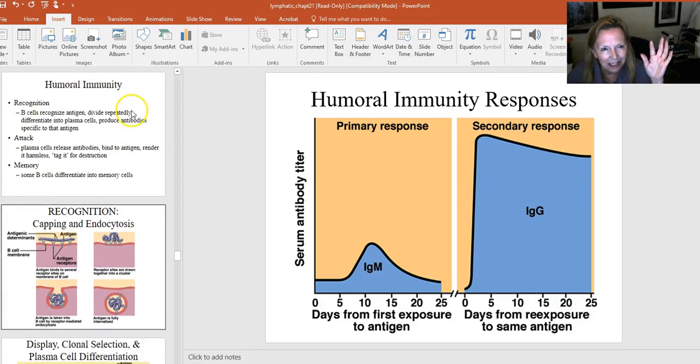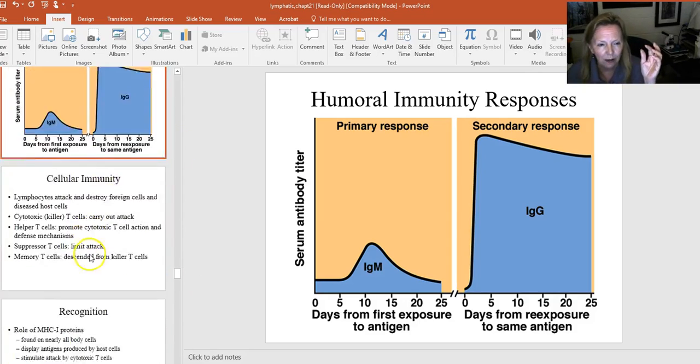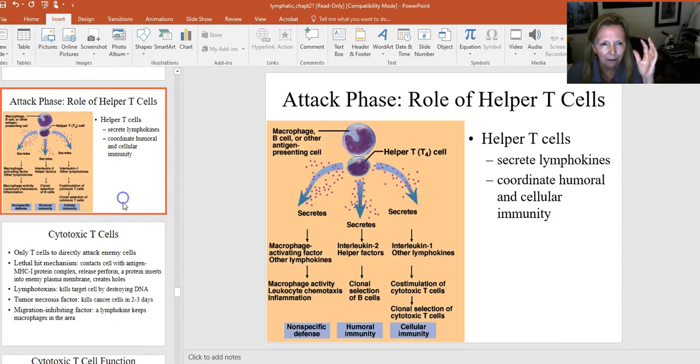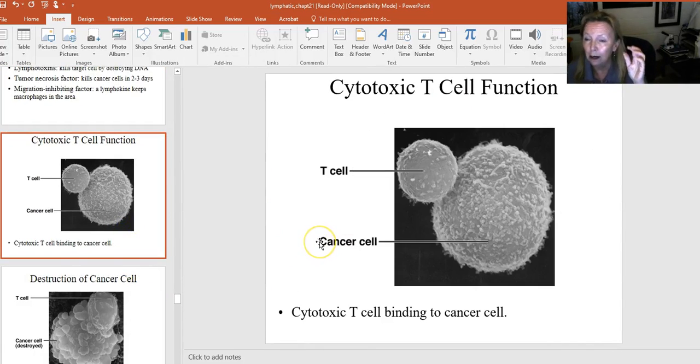So I think these pictures are just reiterating what I did on that little whiteboard, but I definitely want you all to go back and make sure you have a good idea, this talks about the helper Ts, make sure that you go back and you have a very good idea of how to explain the two arms of specific immunity, humoral and cell-mediated, and that you know which cells are unique to each of them, and you know what the functions of those cells are. So that's going to be important.